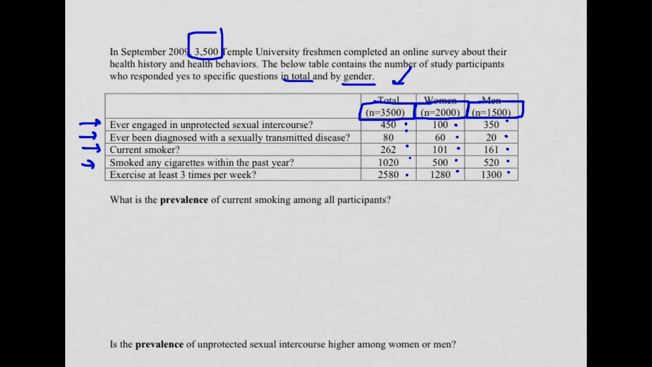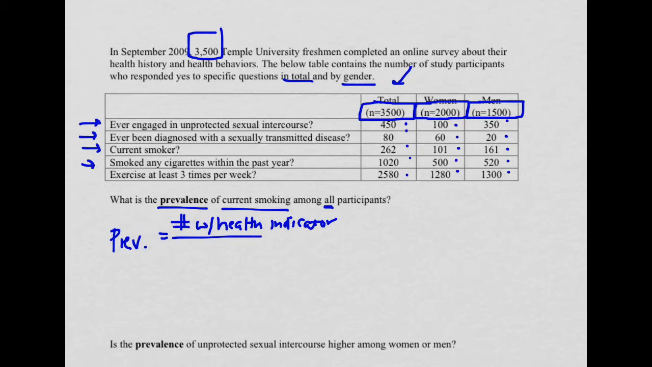Okay, so let's move to the question. The question is asking, what is the prevalence of current smoking among all? So let's first look at our formula for prevalence. So our numerator is the number of people with our health indicator, and our denominator is our total population. So in this case, our number of people with the health indicator of smoking is 262. So that becomes our numerator.